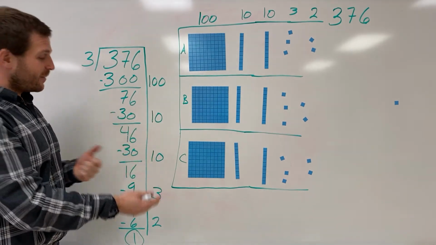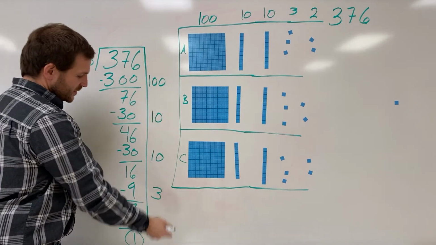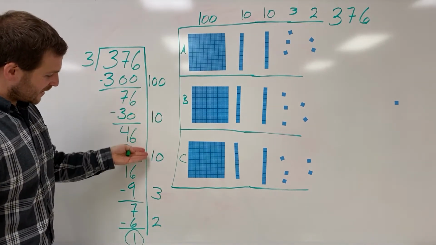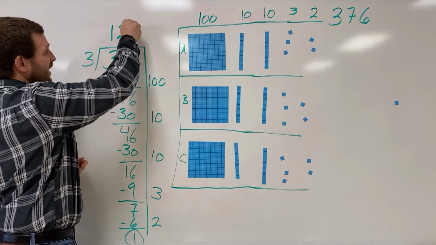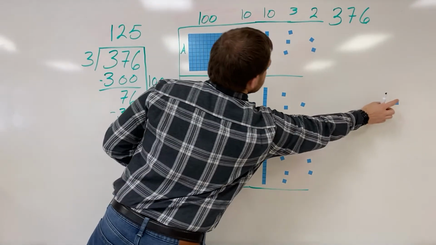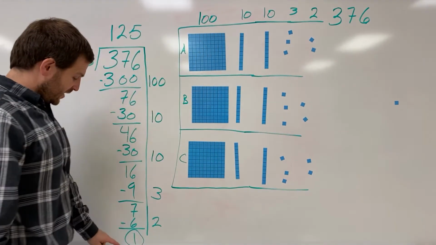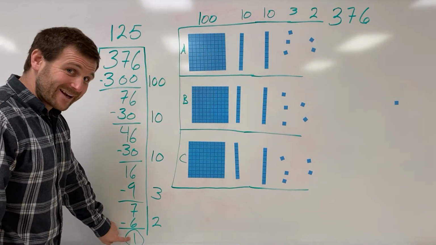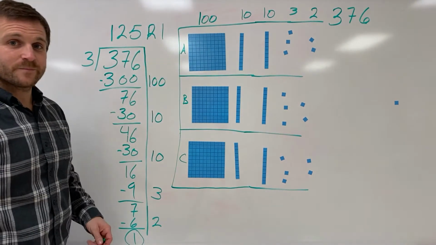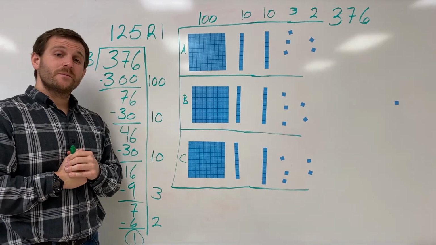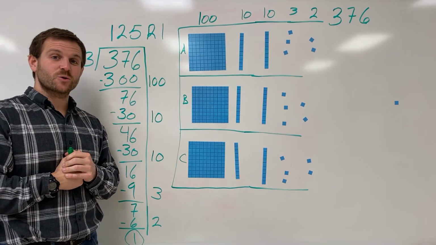To solve this problem, I look at my partial quotients. I add them up. 100 plus 10 plus 10, plus 3, plus 2, it's going to give me 125. Don't forget this little guy over here, this little one right here, because that is your remainder of 1. That's how we solve division problems using partial quotients.